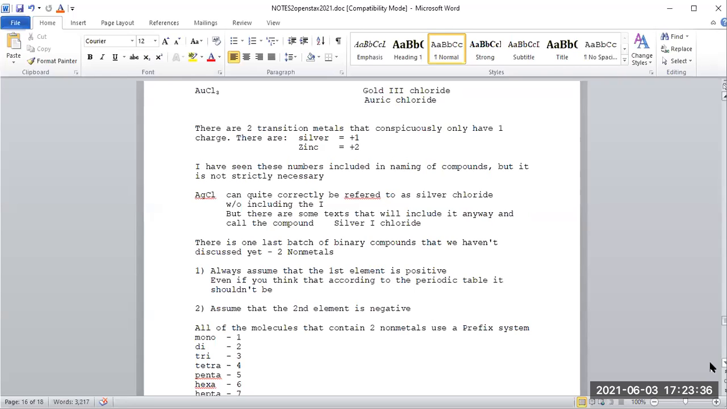Silver chloride, AgCl. Now, I think your textbook is relatively consistent in throwing the Roman numerals in for silver and zinc even when they are not strictly needed. I'm not sure that your lab book is quite as consistent. I think perhaps there are a couple of instances in the lab book where it does not put the Roman numeral 1 in with the silver.